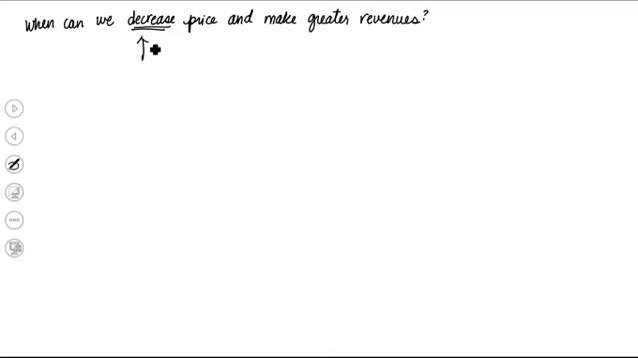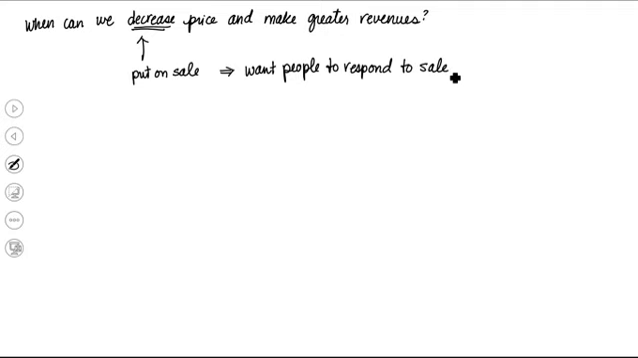So we're decreasing our price. So we're putting our stuff on sale. So obviously, we want people to respond to the sale. So by responding to the sale, oh my gosh, Campbell's soup is on sale. Let's stock up. So if they're responding to the sale, then they are more price sensitive, right? Maybe they're going to stock up.